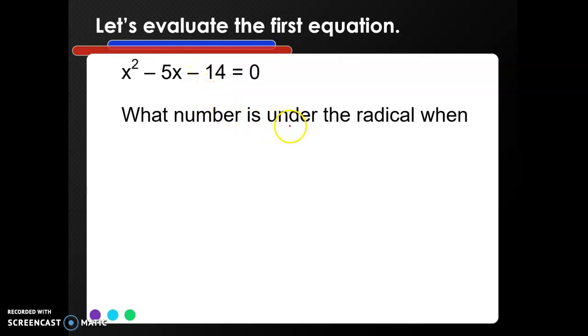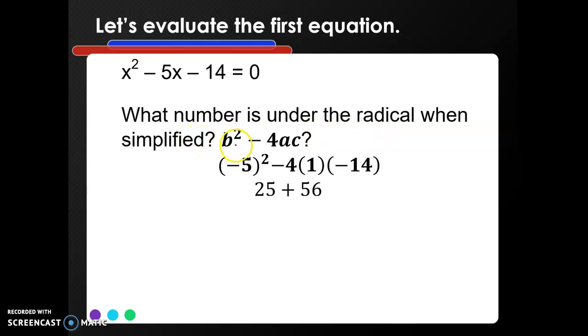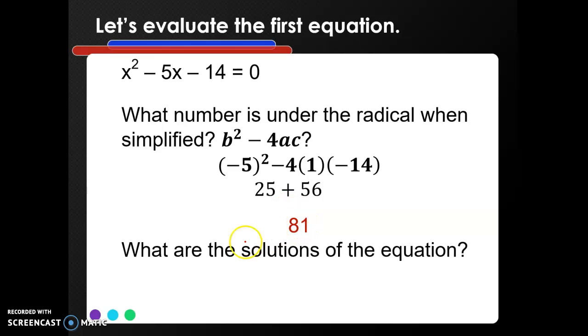Now what number is under the radical when simplified? b squared minus 4ac. So our b is negative 5 squared minus 4 times a, 1, times negative 14, which is our c, right? So basically, negative 5 squared is 25. Negative 4 times 1 times negative 14, that's positive 56. If you add them together, you will get 81.